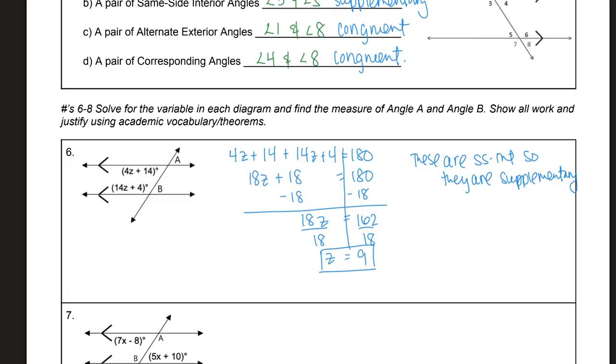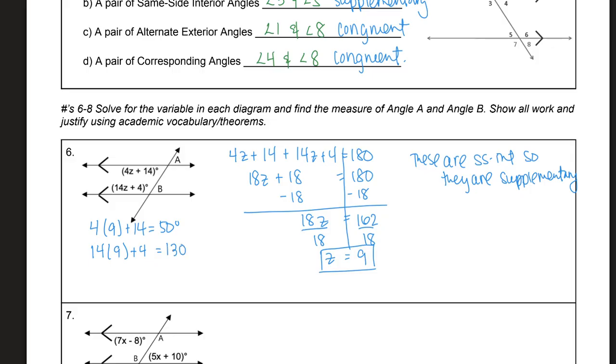So now that we have that, we can plug that in our diagram to figure out the measures of angle A and angle B. So first I'm going to plug it in for this angle up here, this acute angle. So 4 times 9 plus 14. That gives me 50 degrees. And I'm going to also plug it into the obtuse angle just to see what that is. So 14 times 9 plus 4 should give us, if this is 50, then we know that this is 130.